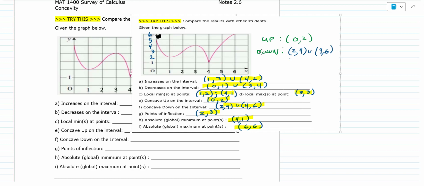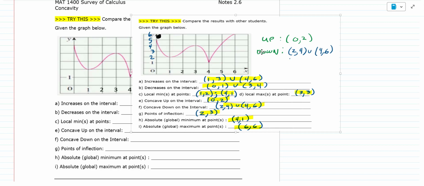Okay, let's see, I is not right. I is a global maximum. So a global maximum, you're pointing at it, so what is that point? It isn't 3, 4. That's a local max. A local max is 3, 4. That's your global max right there. That's the point, what, 6, 6? Yeah. Okay.